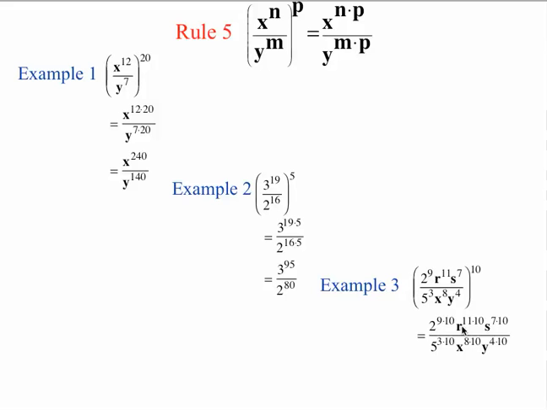So we have 2 to the 9 times 10, r to the 11 times 10, s to the 7 times 10, divided by 5 to the 3 times 10, times x to the 8 times 10, times y to the 4 times 10, which gives us 2 to the 90, r to the 110, s to the 70, divided by 5 to the 30, times x to the 80, times y to the 40. And that's it for example 3, and that's it for rule number 5.